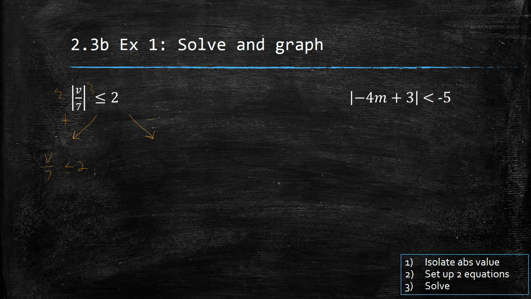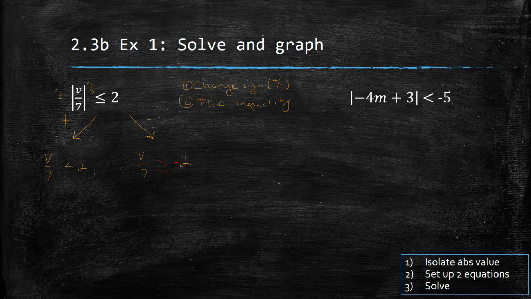And on the negative side, remember, two things happen. You have to change your sign. Okay, and that's talking about whether it's positive or negative. And the second thing that happens is you have to flip your inequality. If you're not sure why this happens, go watch the previous video. So you flip your inequality, super important, and change your sign of the value on the right. So we have v over 7 is now greater than or equal to negative 2.